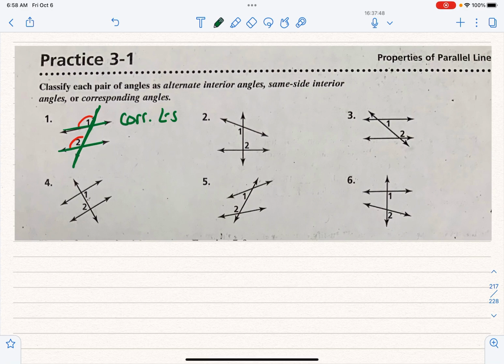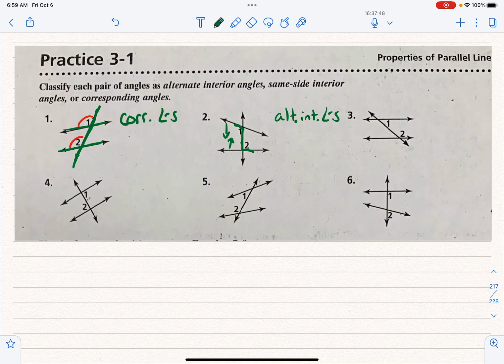On number 2, you can see that they're on opposite sides of the transversal, or alternating sides of the transversal, but still on the interior or inside of those not parallel lines, but the other 2 lines. And so because they're on the inside of those 2 lines, on alternating sides of the transversal, these must be alternate interior angles. I'm going to abbreviate that to make it a little bit easier.